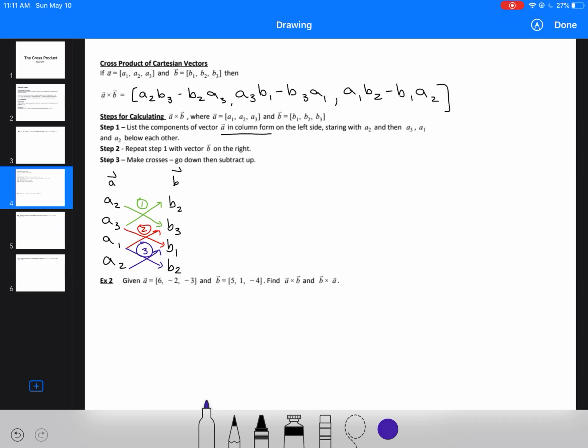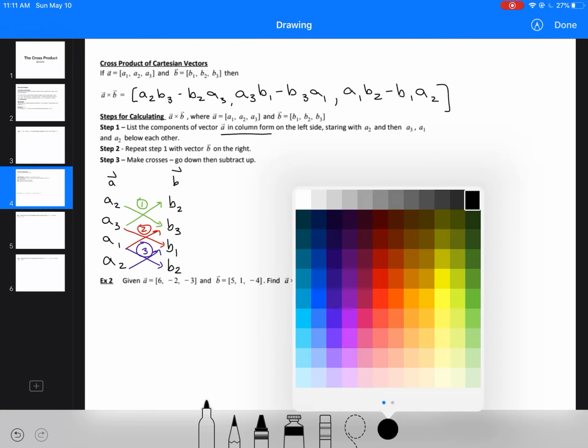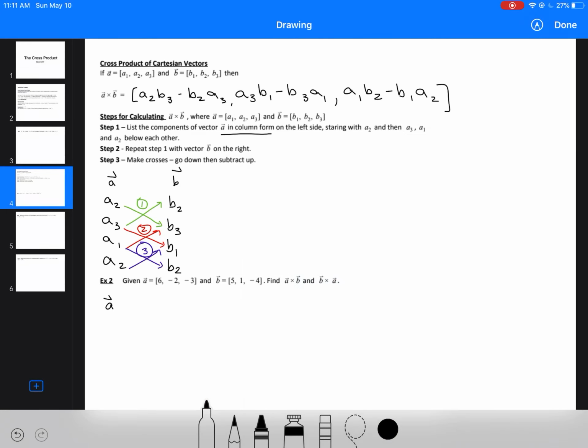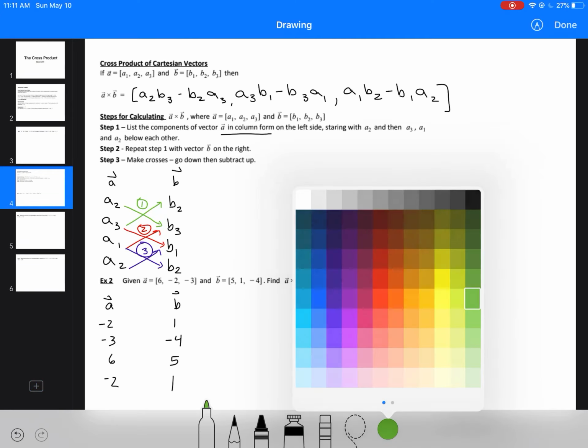Okay, so let's do an example with real numbers down here. We're going to set up our vector A and our vector B, starting with the second coordinate in each. So second coordinate, third coordinate, first coordinate, second coordinate. Same thing for B. Second coordinate, third coordinate, first coordinate, and then second coordinate here. Okay, then we're going to multiply them out. I'll try and use the same colors that I did before.